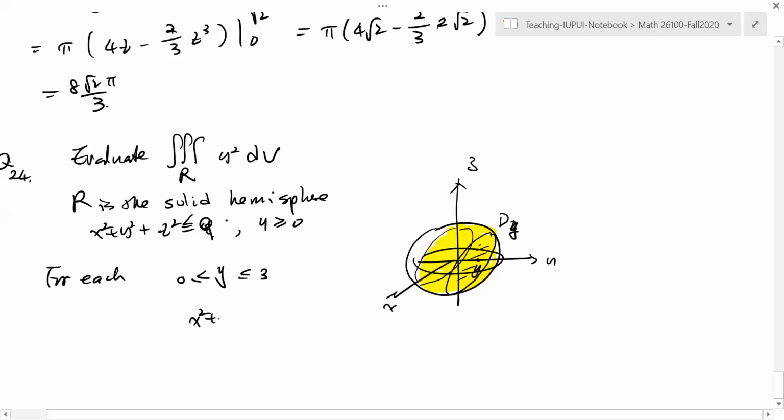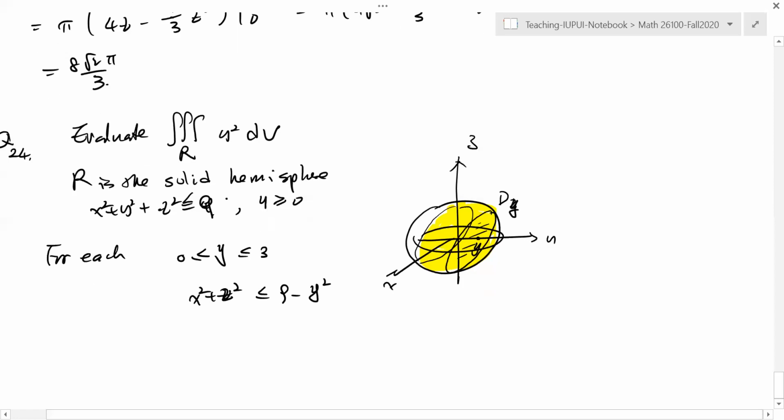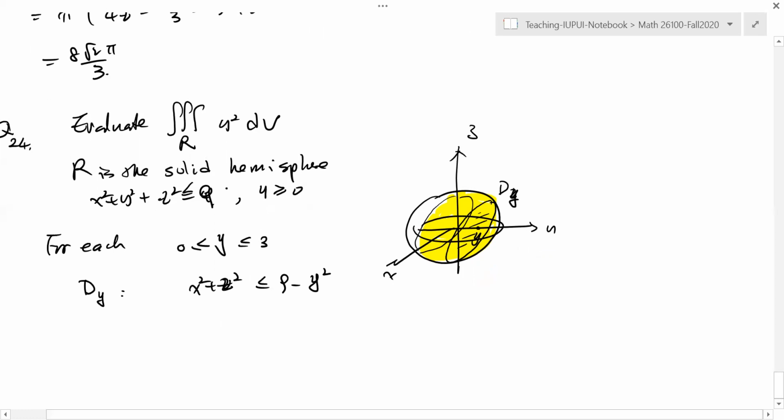Okay, x squared plus z squared is less than or equal to 9 minus y squared. So that means dy, the domain determined by y, is given by this equation. The radius in this case is going to be the square root of 9 minus y squared. Okay, all right.